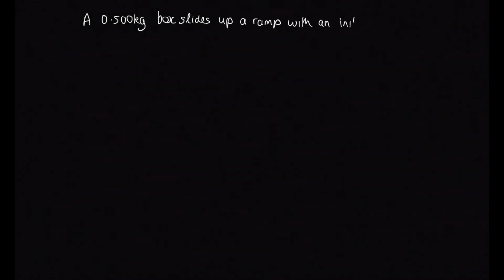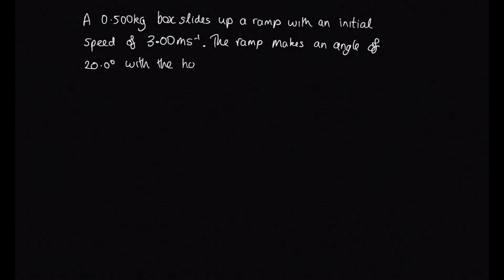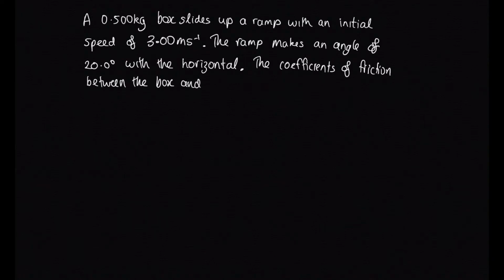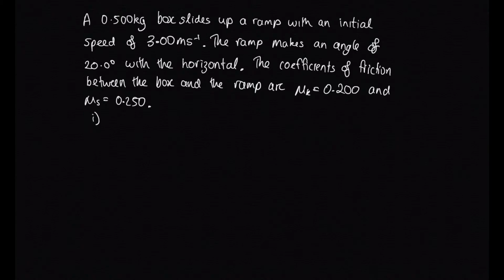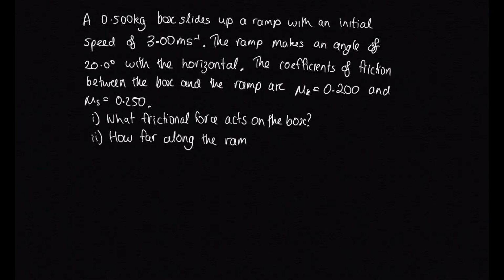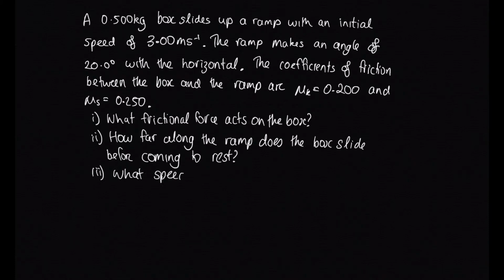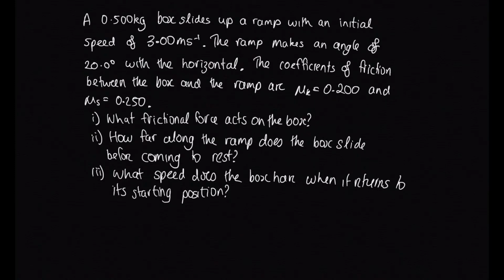So the question is, a 0.500 kilogram box slides up a ramp with an initial speed of 3 meters per second. The ramp makes an angle of 20.0 degrees with the horizontal. The coefficients of friction between the box and the ramp are mu k equal to 0.200 and mu s equal to 0.250. Part 1. What frictional force acts on the box? Part 2. How far along the ramp does the box slide before coming to rest? And part 3, what speed does the box have when it returns to its starting position?